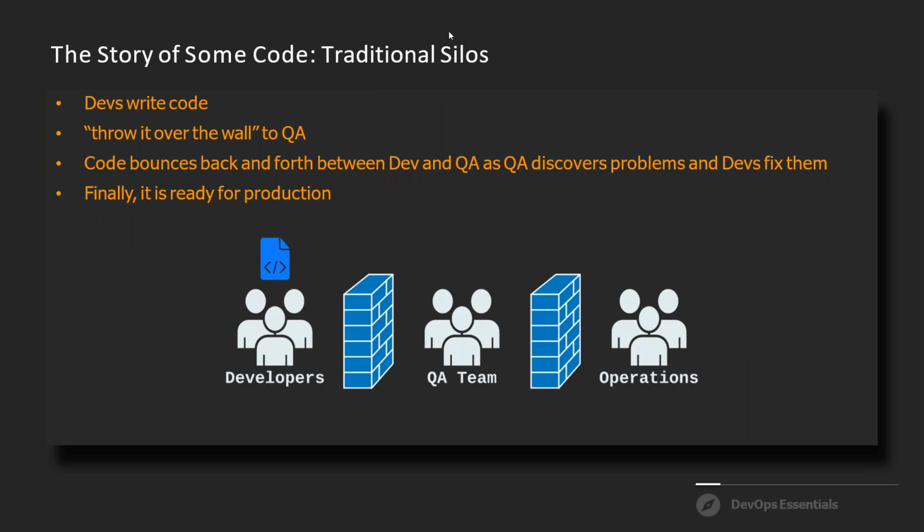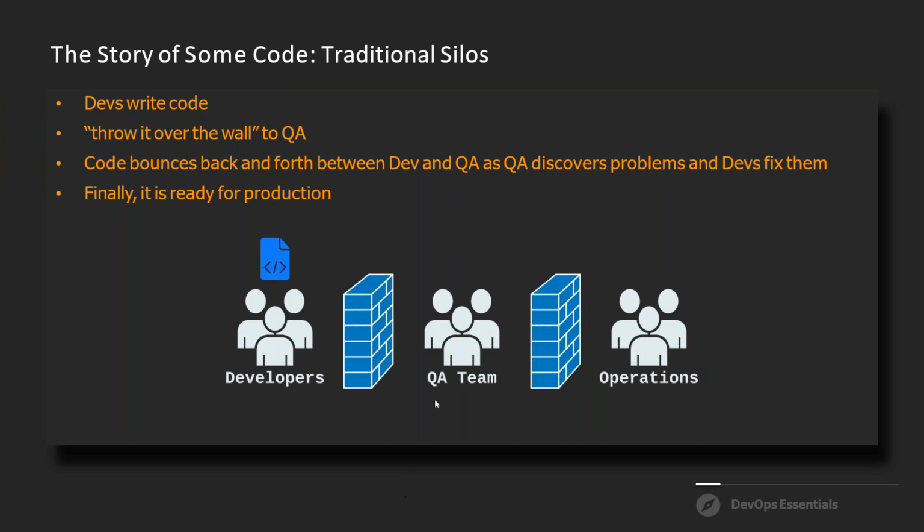If you look at the traditional silo method, there is a wall in between, which means the developer doesn't know who the QA team is, and the QA team doesn't know who the developers and operations are. The developer writes the code and just shares it with QA. It's like throwing it over the wall. It's like, hey, we are done with our code, now it's your responsibility to take care of it.